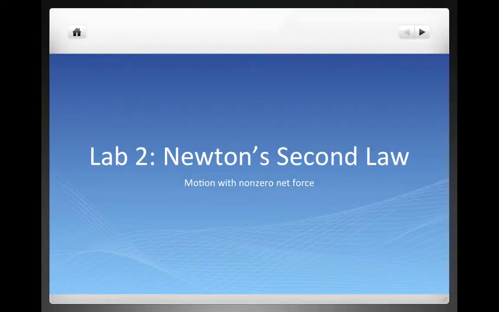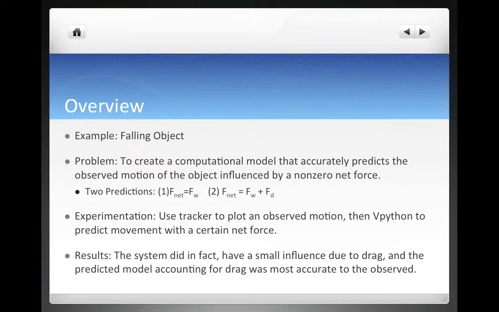Hello. Today we will be looking yet again at an example of Newton's second law, and that is motion with non-zero net force. In this video, we will be observing the motion of a paper ball as it is dropped from a certain height. Here the problem is to create a computational model that predicts the motion of the falling object under a non-zero net force.